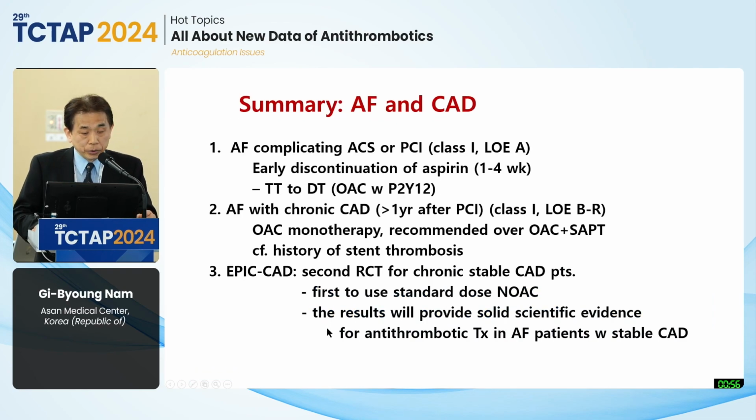So, in conclusion of my presentation, in AF after acute coronary syndrome or PCI, early discontinuation of aspirin and change from triple to dual therapy is indicated. In chronic coronary artery disease patients, oral anticoagulation monotherapy is indicated. However, the scientific background is still not strong. So our EPIC-CAD trial will be the first to use standard dose DOAC treatment for this indication, and the results will provide solid scientific background for patients with AF and stable coronary artery disease. Thank you for your attention.